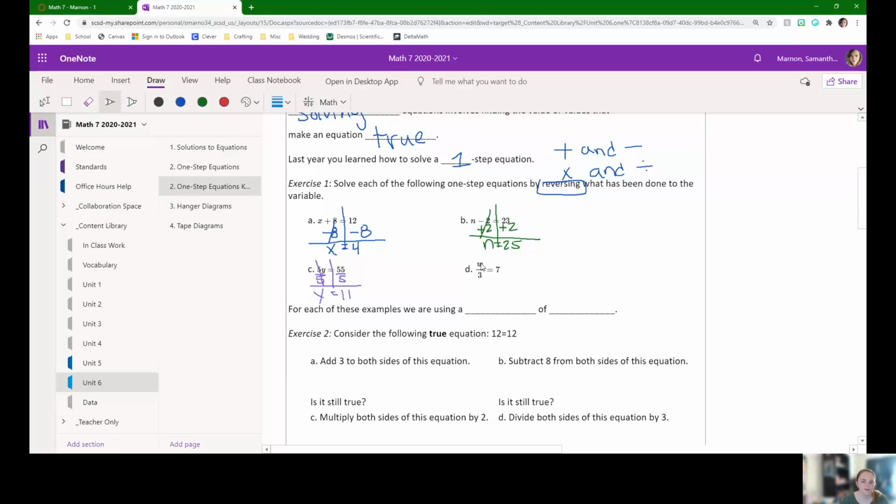Last one for exercise 1, we have w divided by 3 equals 7. These ones seem to throw people for a loop a lot, but if this is dividing by 3, we need to do the opposite, which is multiplying by 3. And we're going to do it on both sides.